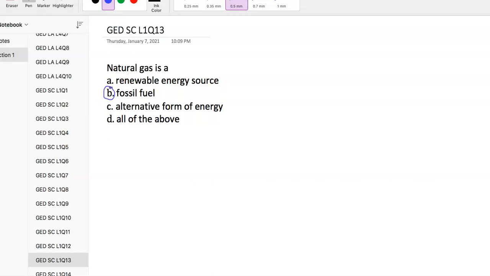Is it all of the above? No. Okay, so we want fossil fuel, right? Natural gas is a fossil fuel. It's used as a source of energy for heating, cooking, and electricity generation, right?